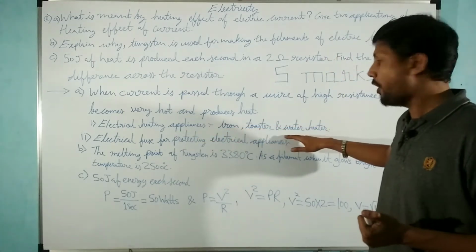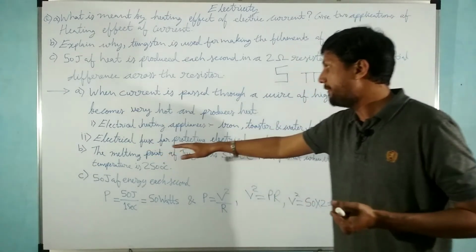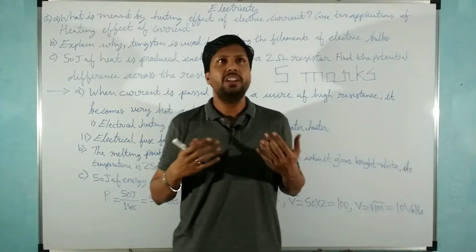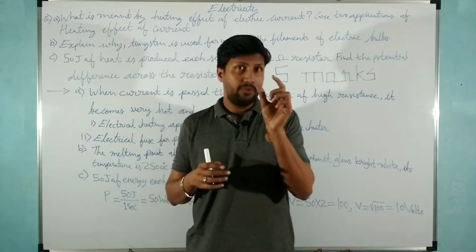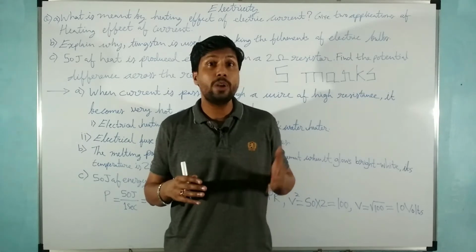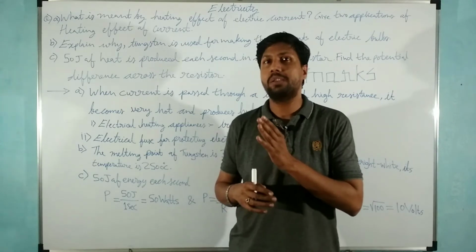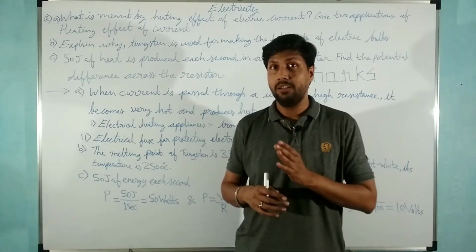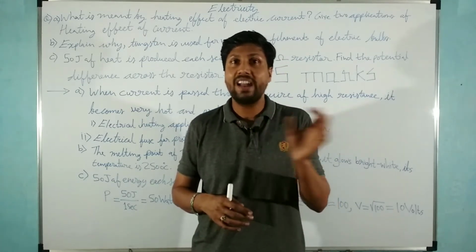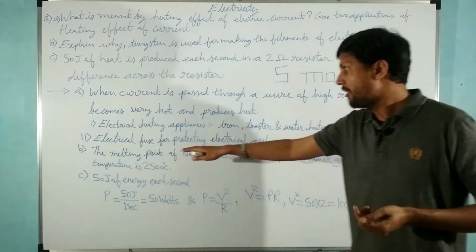So the 2 applications of heating effect of electric current are: one is heating appliances like iron, toaster, water heater, where we use the heating effect, and the other is the electrical fuse for protecting electrical appliances. There is a fuse wire inside. Nowadays we have a small fuse inside almost every big device which consumes a lot of electricity. That wire melts when a large amount of current suddenly flows through the device. In that case, it saves the device from high current. That is the main reason behind using a fuse.